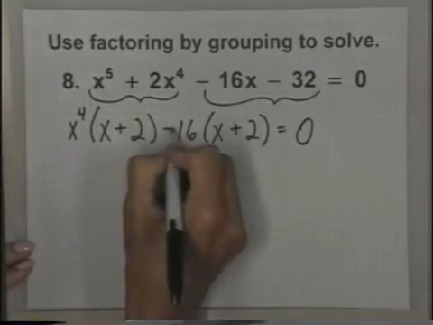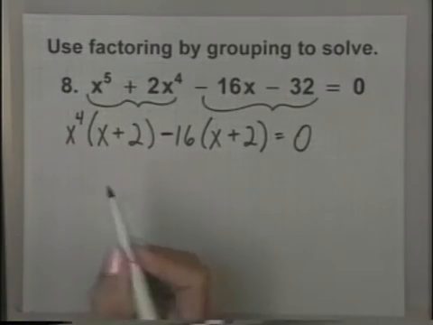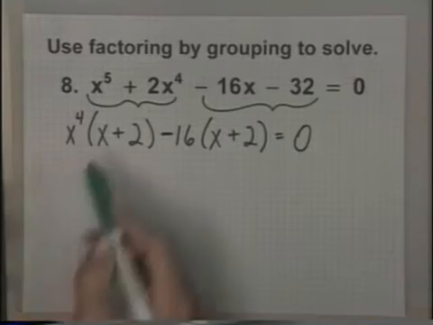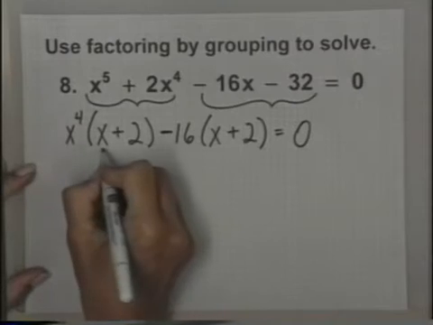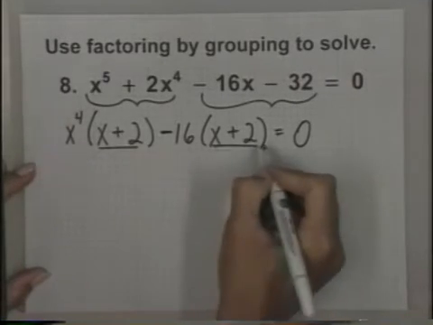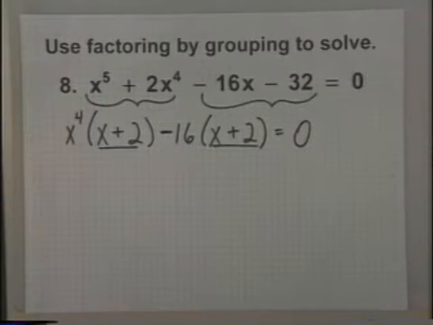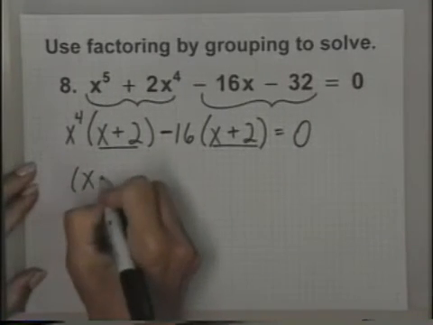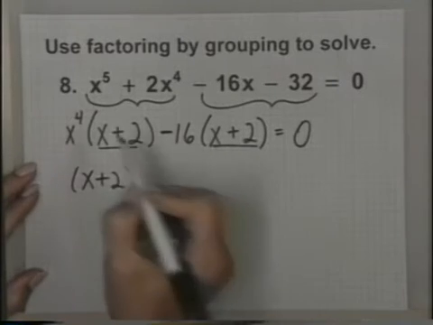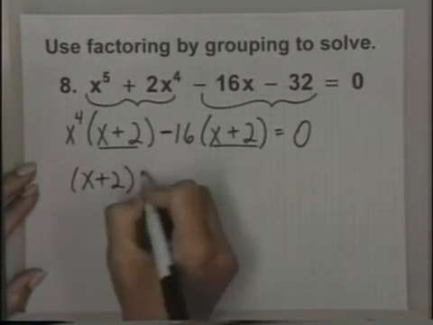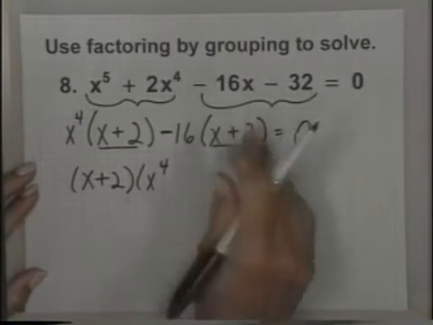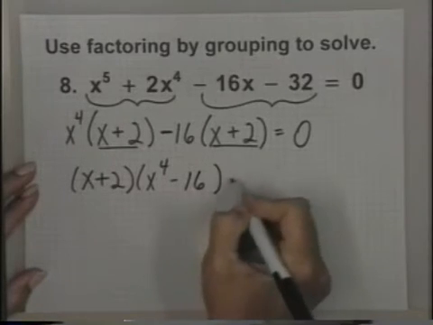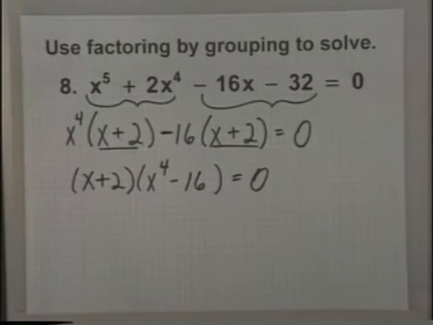Now, of course, this is a difference. It's not a product yet, is it? It's not considered to be in factored form. We have this term subtract this term, so we look for a common binomial factor, and of course x plus 2 is the common binomial factor. Let's factor that x plus 2 out of each of these terms. When I factor it out of this first term, I'm left with x to the 4th. When I factor it out of this second term, I'm left with a minus 16. The left side of the equation is factored. It is in product form.